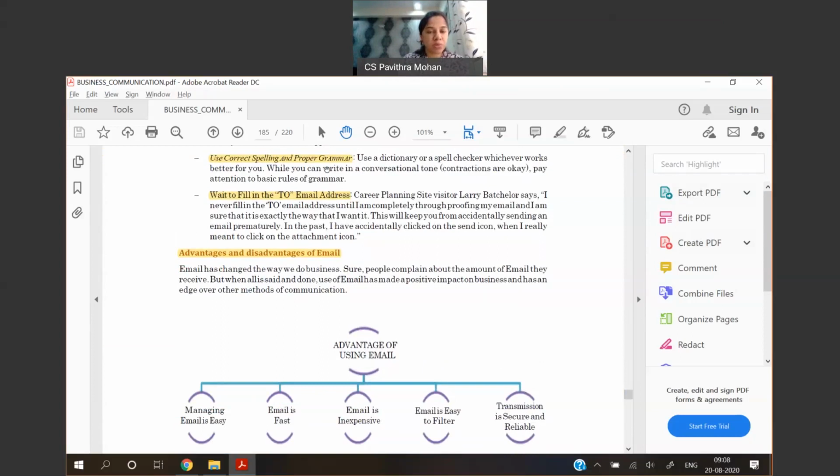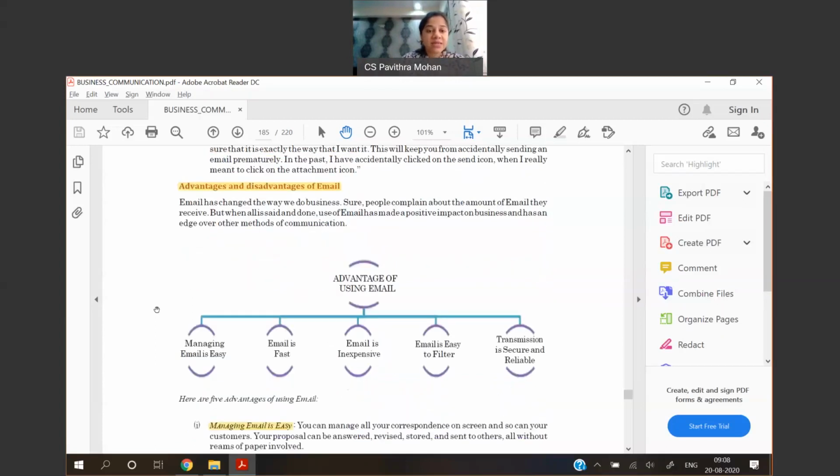Use correct spelling and proper grammar. Most of the time it is linked with your Microsoft Word, spelling checks, everything is there today. So it might take care, but still read it a couple of times before you send it. Wait to fill in the To email address. So first, don't write your To address, write your subject, draft all the information. Then before you send, only at that time write your To. Otherwise, by mistake, if you send it off, it won't go. Okay. So always make sure these things are taken care of.